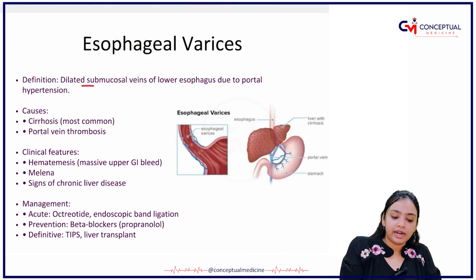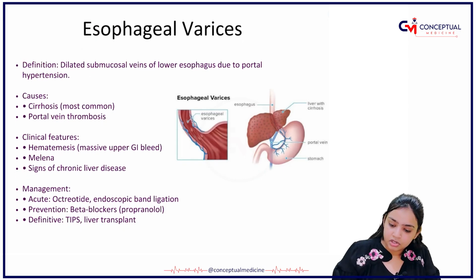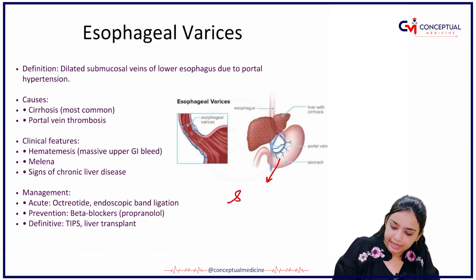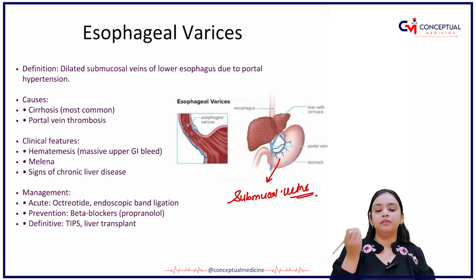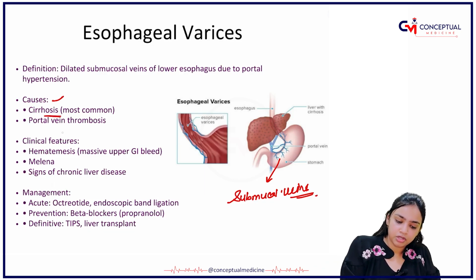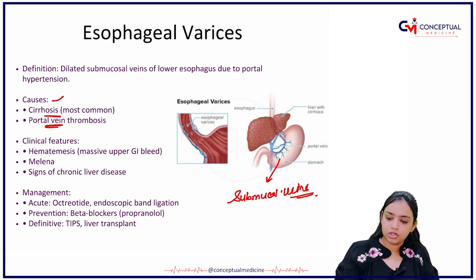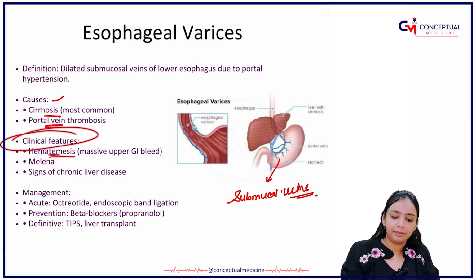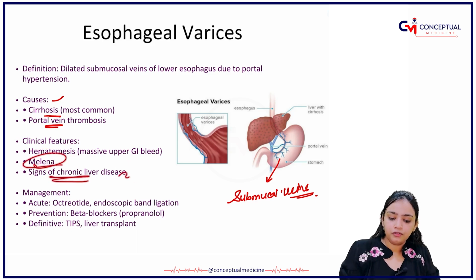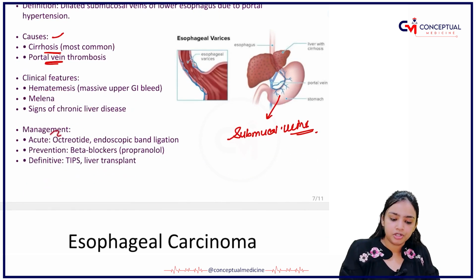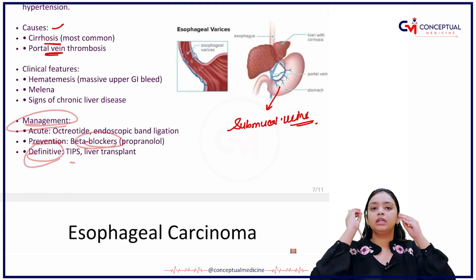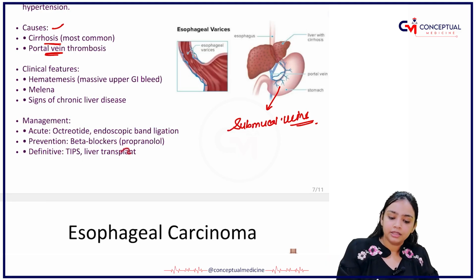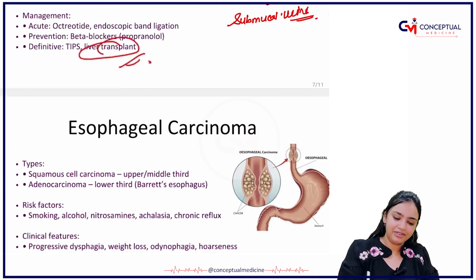Next you have esophageal varices. So esophageal varices are the dilated, see these veins you are able to see, these are nothing but the dilated submucosal veins. What are the causes? In the causes you have cirrhosis and portal venous thrombosis. Then what are the clinical features? There can be hematemesis, melena and signs of chronic liver disease. How will I manage this patient? For the management, I have to give them beta blockers, and for surgery you have TIPS surgery, or you can give the patient a liver transplant.